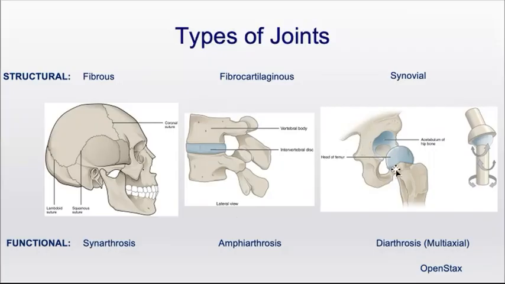Okay. Then when we move to the more highly mobile joints, like the hip joint in this example, this is a synovial joint. So it's got synovial fluid. There's a joint capsule that surrounds it. And it is diarthrotic. So it's multi-axial, and it can move in all sorts of different ranges. Okay. If you care to learn more about that, you can check your textbook. There's lots of information on these different types of classification systems.